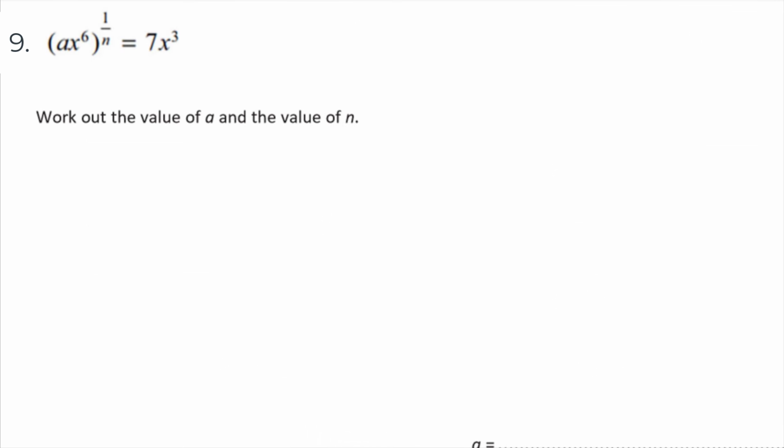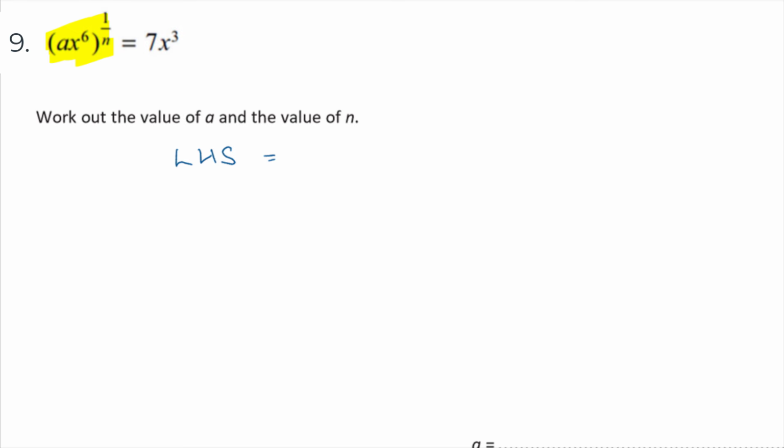(ax^6) all raised to the power of 1 over n is equal to 7x^3. Work out the value of a and the value of n. Okay. So I think what I'm going to do is take this more complicated side and see if I can make it look more like the side on the 7x cubed. Okay, and then I can compare it a little bit better.